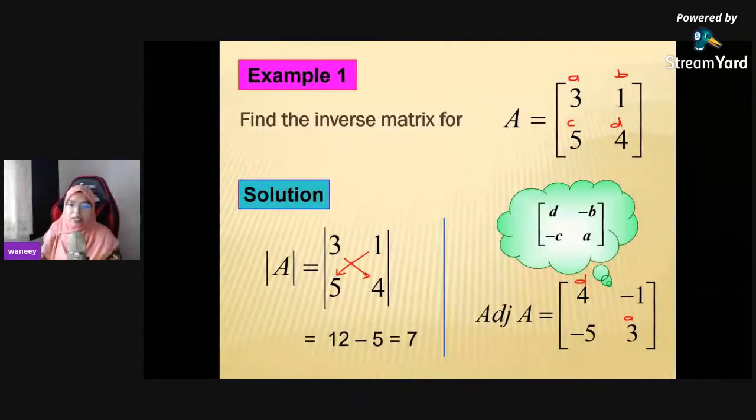For the B and the C, we simply multiply by negative. So negative B, negative C. So negative 1, negative 5. 4, negative 1, negative 5, 3.